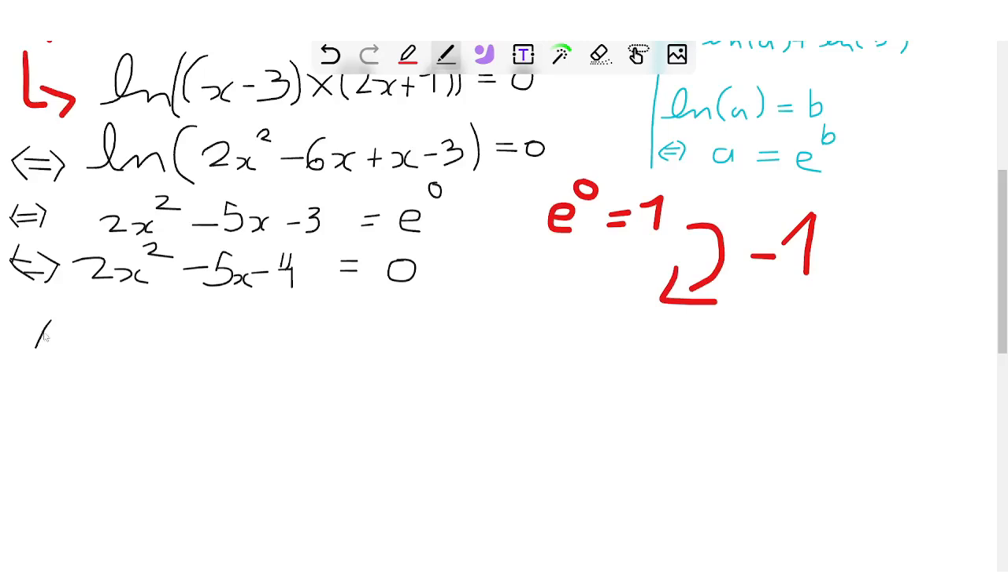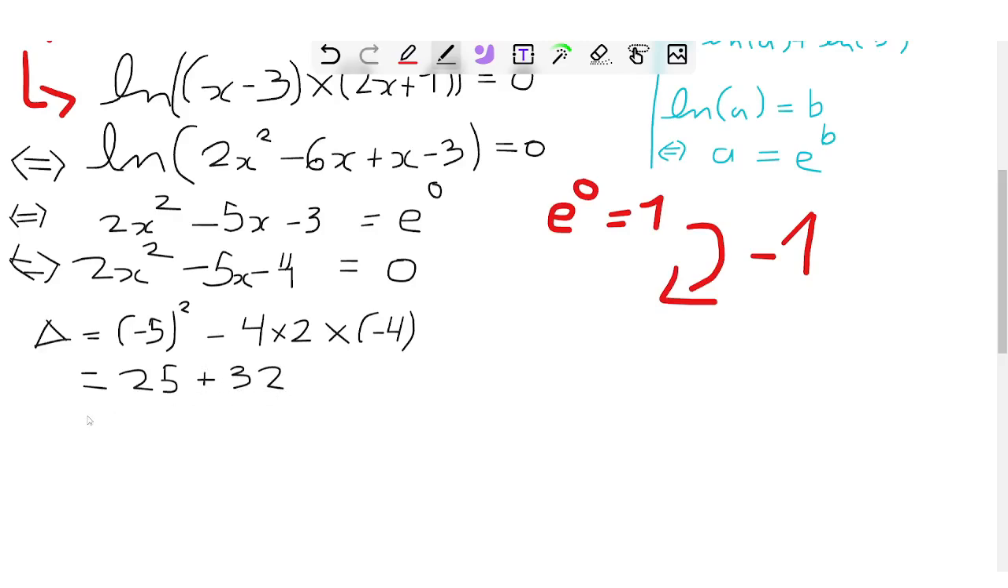So first we are going to calculate our delta. We have b squared, b here being minus 5, so we have (-5) squared minus 4 times a, a here being 2, times c being minus 4. And so our delta is equal to 25 minus, here this is 32, but we have a double negative, so it's actually going to be plus 32. So our delta is equal to 57.